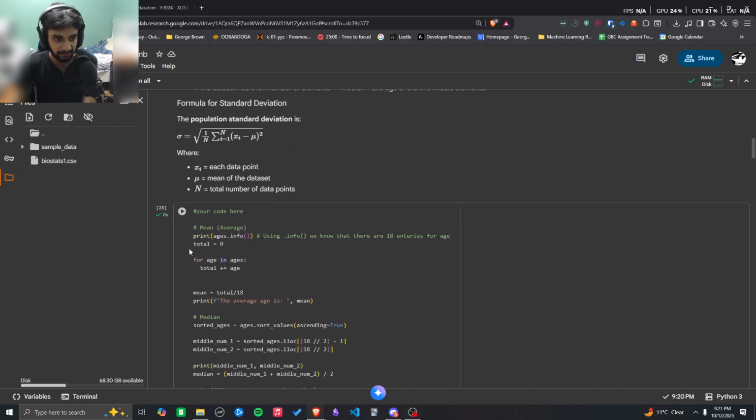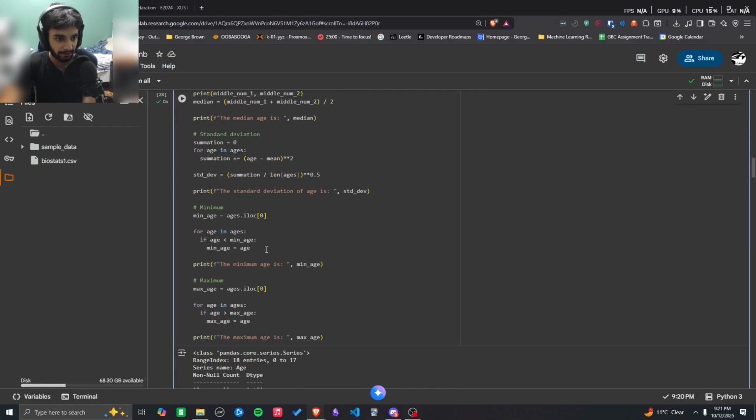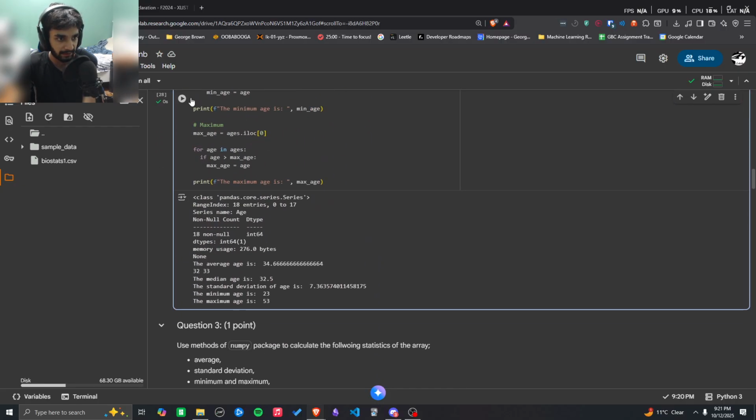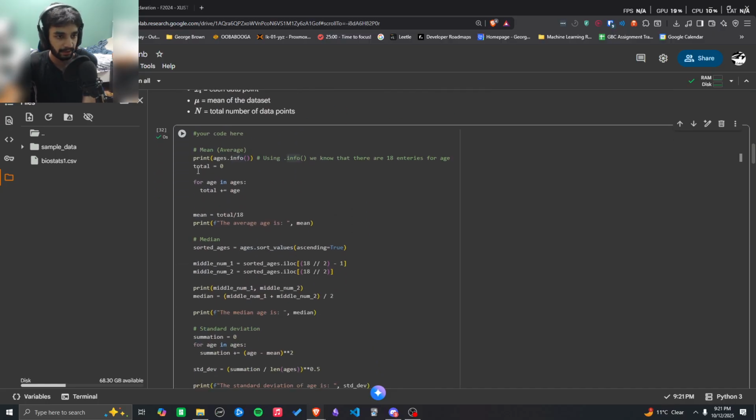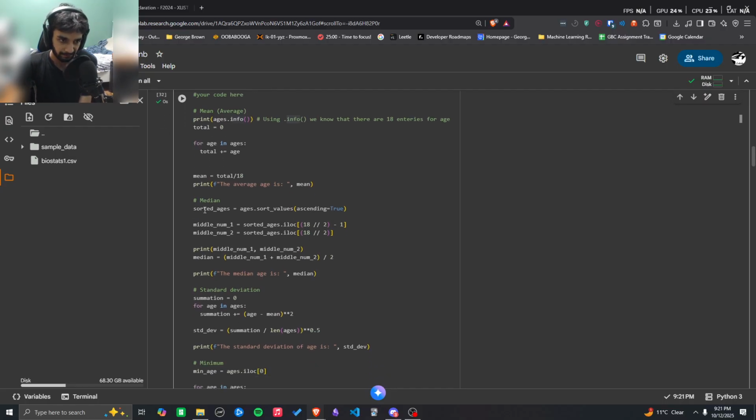Mean is pretty self-explanatory. I used info to get the number of entries, which was, I believe, 18. But you could also use len. We set total to 0, and we just iteratively go through the ages column, add them up in the total, divide by 18, and you get your average.